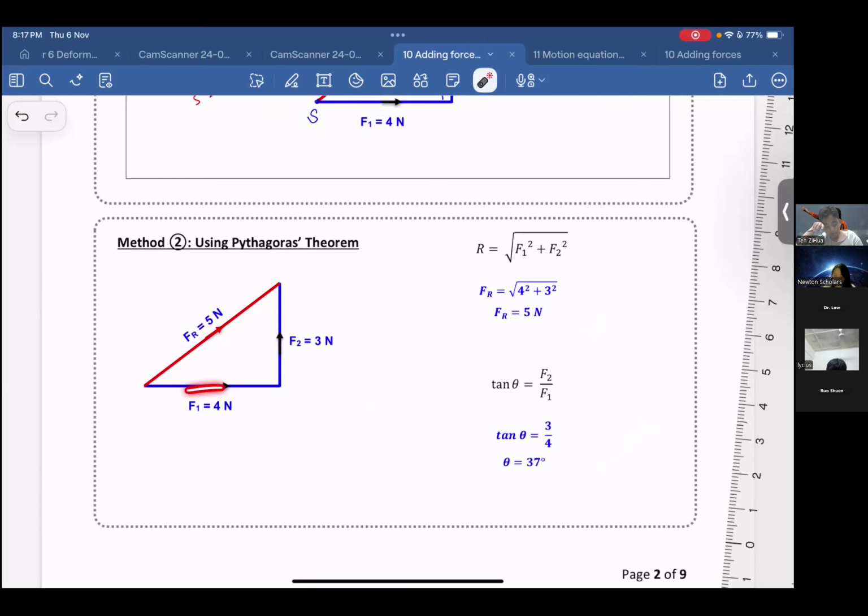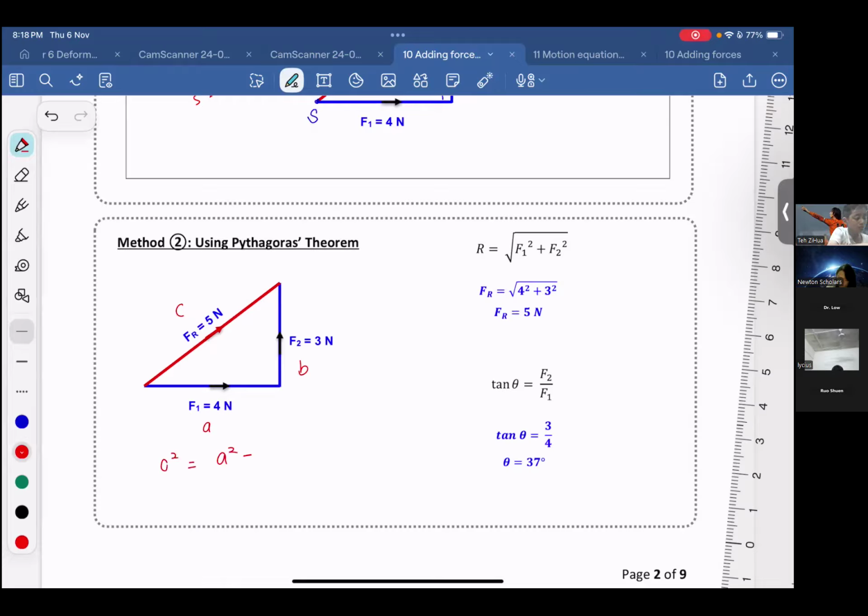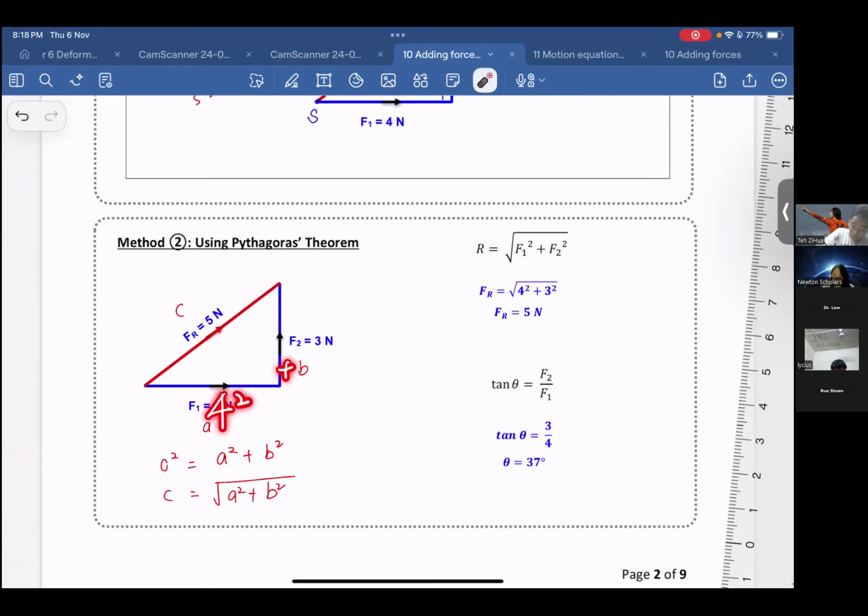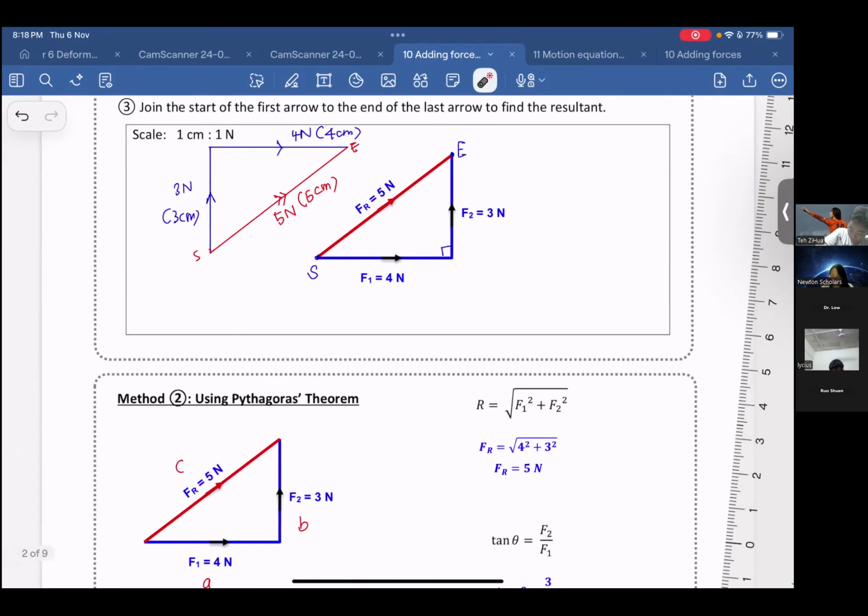Okay? Pythagoras theorem, you see, 4 Newton, 3 Newton. Do you know A, B, C? A square plus B square equals C square. This is the Pythagoras theorem. So how do I know the C? Okay, this one I write here. In mathematics, A, B, C. C square is actually A square plus B square. So C equals the square root of A square plus B square. So in this case it is 4 square plus 3 square, then we square root it. So my answer is 5 Newton. It's exactly the same as what I drew just now and the answer that I got.